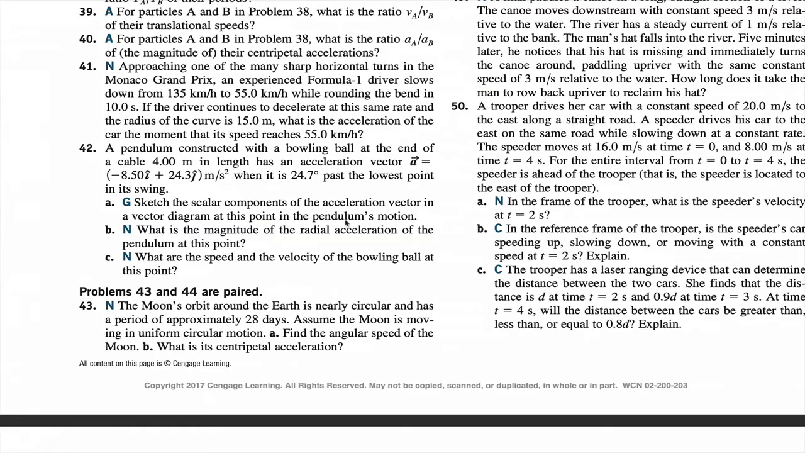Okay, let's check out problem number 42. A pendulum constructed with a bowling ball at the end of a cable, 4 meters in length, has an acceleration vector when it is 24.7 degrees past the lowest point in its swing. So let's start setting this problem up. Let's draw a picture. We have a ceiling, we have a pendulum, this is theta. Theta is equal to 24.7.